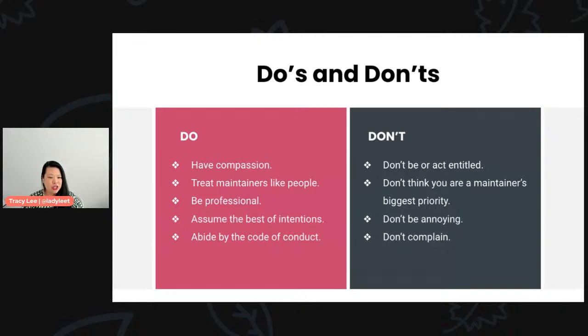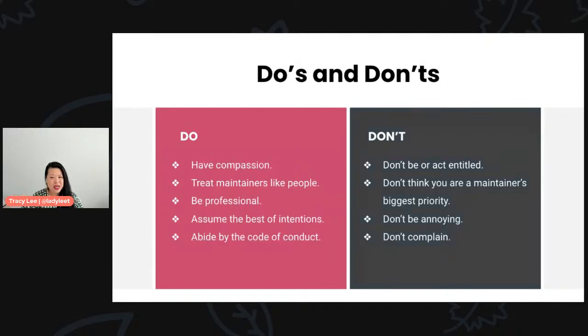Another thing is making sure you don't act or be entitled, right? People are busy, and you've just got to be nice and patient and not think you're a maintainer's biggest priority. For example, on the RxJS team, nobody's getting paid to do it full time. So it's hard because we all have full-time jobs, and then we have a full-time job in open source.